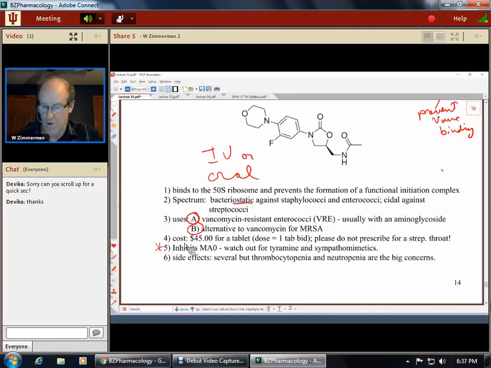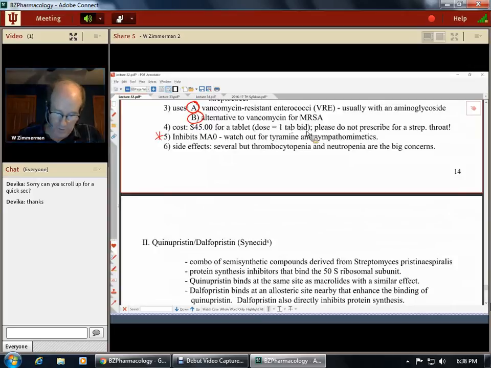It does have this peculiar property that we don't see very often. It inhibits MAO, monoamine oxidase. So you've got to watch out for tyramine and the sympathomimetics. Some bone marrow depression also occurs, but a really useful drug. We're trying not to use it too often, but it's so popular because when somebody has the VRE, this is one of the first drugs they jump to.